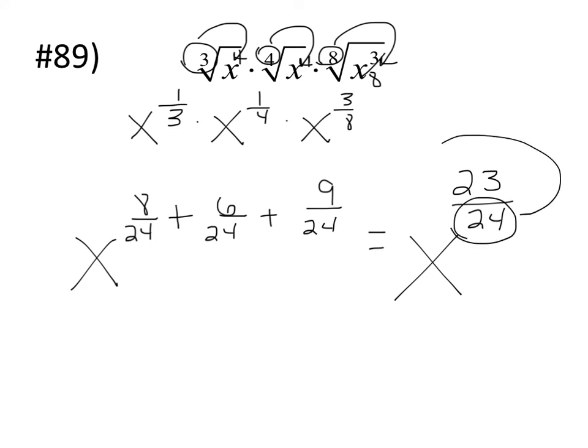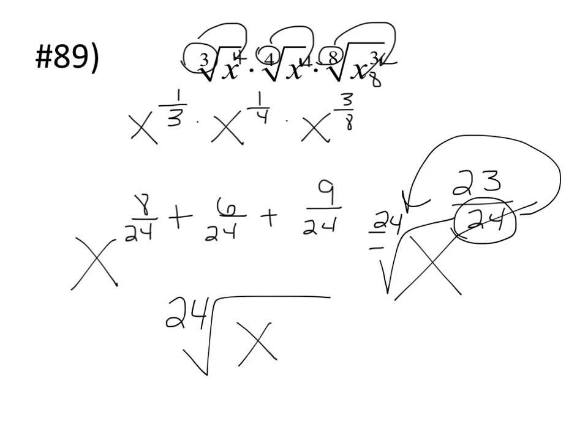However, they want it in radical notation, so bring that denominator out to the front and draw your radical sign, which is 24th root of x to the 23rd. And that is your final answer.